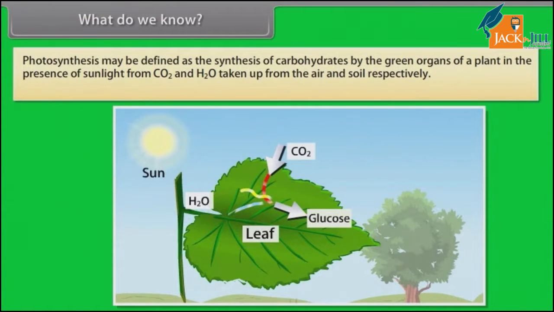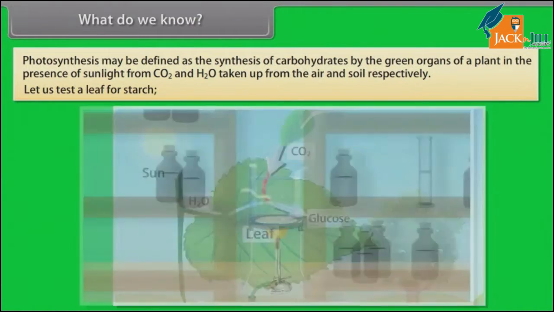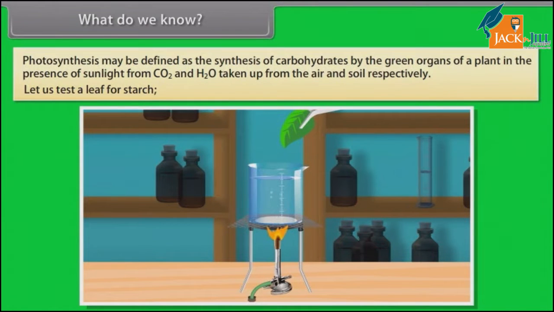What do we know? Photosynthesis may be defined as the synthesis of carbohydrates by the green organs of a plant in the presence of sunlight from carbon dioxide and water taken up from the air and soil respectively. Let us test a leaf for starch. Remove a green leaf from a plant. Use the forceps to place the leaf in the boiling water. Boil for 2 minutes. After that, place the boiled leaf in a boiling tube containing 90% ethanol.